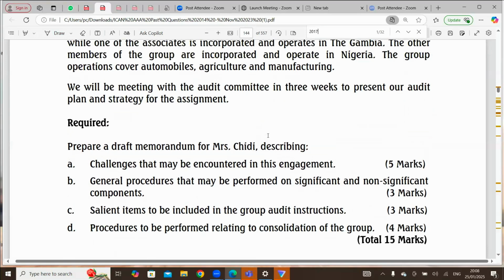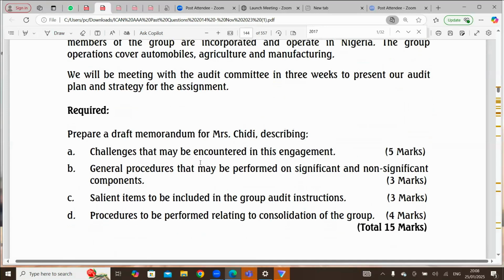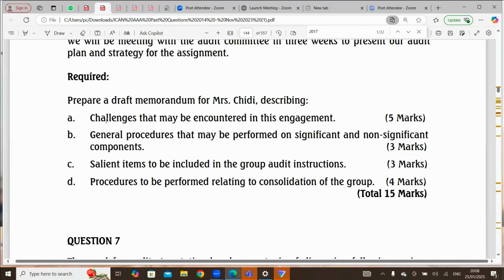We will be meeting with the audit committee in 3 weeks to present our audit strategy and plan for the assignments. Please draft the following. A, challenges encountered. Straight and direct.